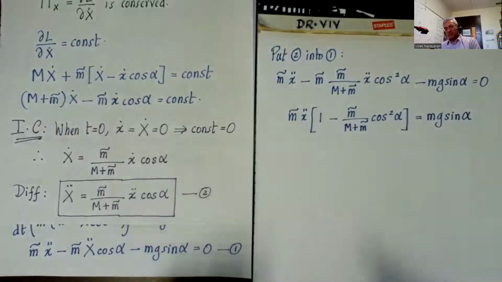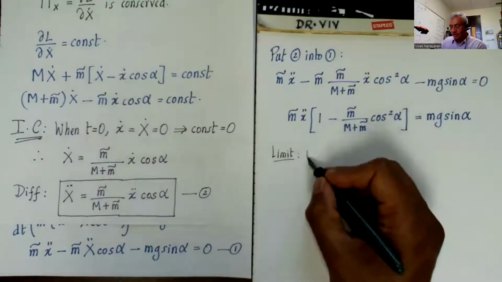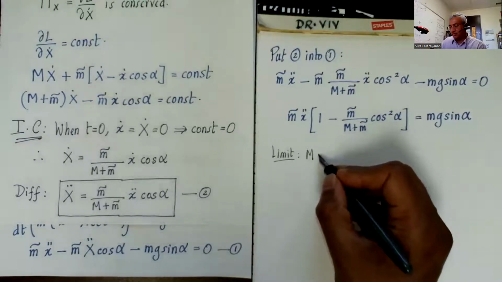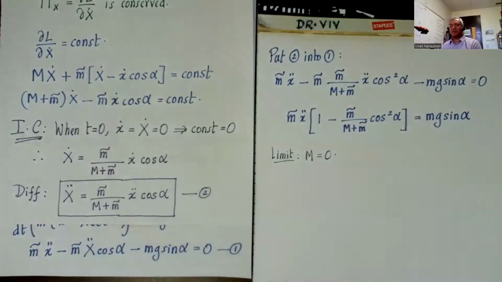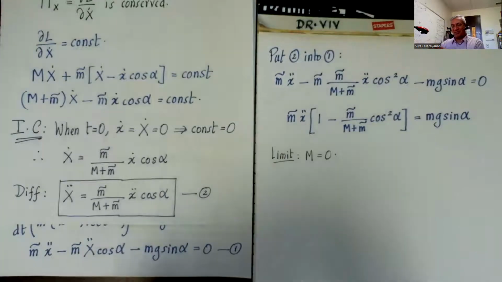Let's pause for a moment to see if all this makes sense. We have done a lot of work and everything's looking strange, so it might make sense to consider the limit of the wedge being, let's say, zero mass. If the wedge is very light, you expect the x double dot, the object, to simply fall straight down, because if the wedge is really light, it scoots out and the ball is just left.